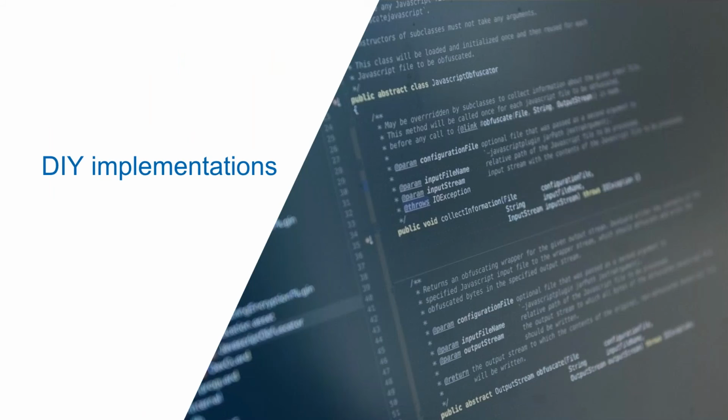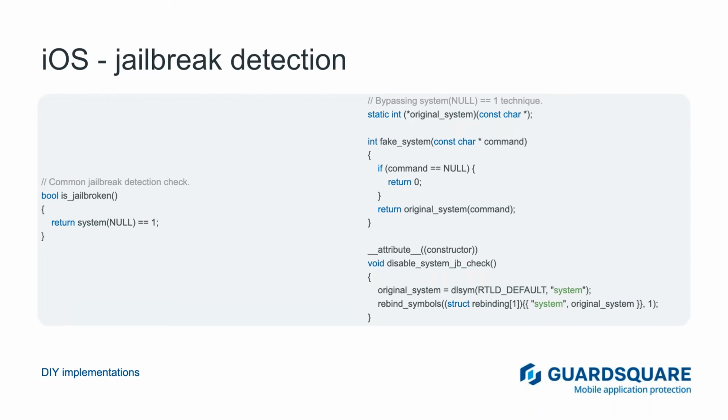So let's take a look at some do-it-yourself implementations to detect both rooted devices as well as debuggers on both Android and iOS, and why it's not a good idea to implement this yourself. Here on the left-hand side, you can see a very basic check that will allow you to detect if a device is jailbroken. The check will try to open a shell with root access, and if that succeeds, it's of course a very clear sign that this device is jailbroken.